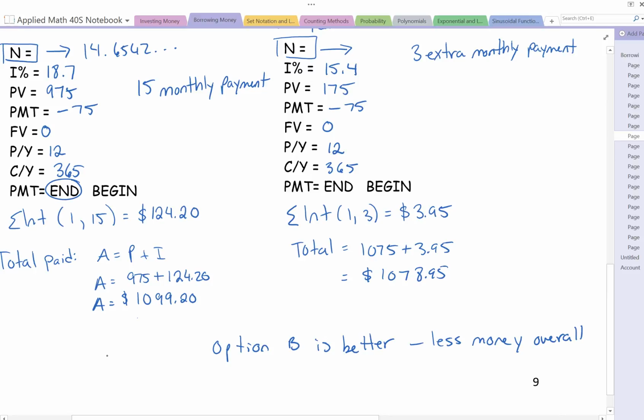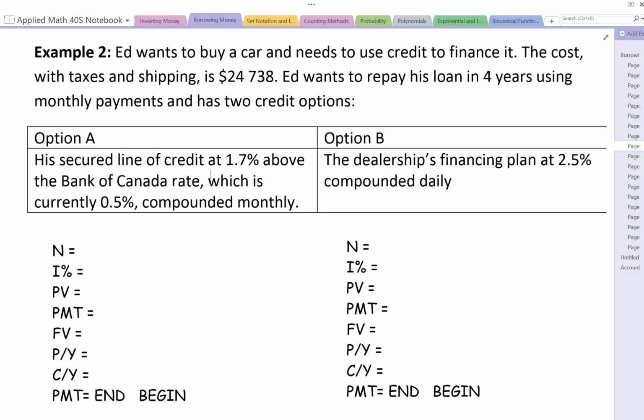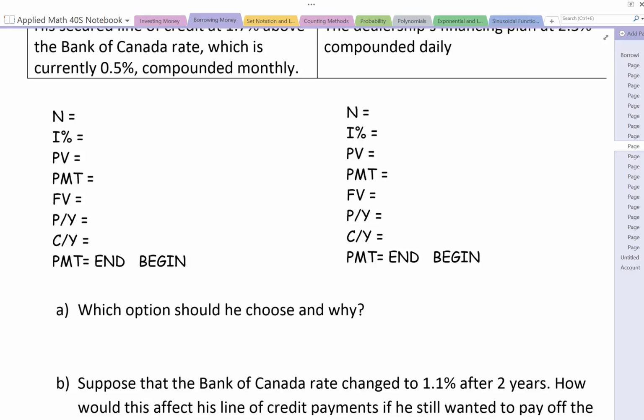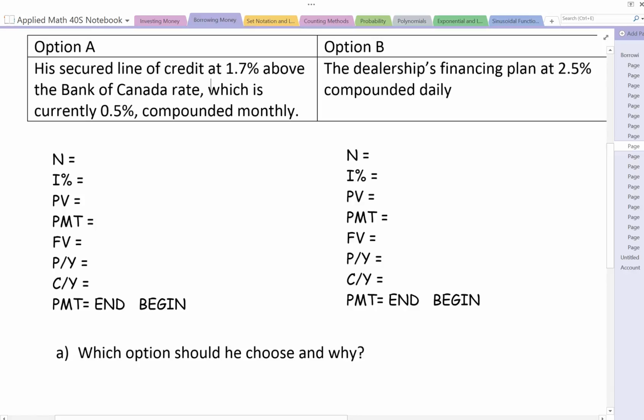All right, let's take a look at example 2. In this example, Ed wants to buy a car and needs to use credit to find it. The cost with taxes and shipping is $24,738. Ed wants to repay his loan in 4 years using monthly payments and has 2 credit options. So if you look down here, it says which option should he choose and why? And then we've got some things changing. So first, which option should he choose and why?